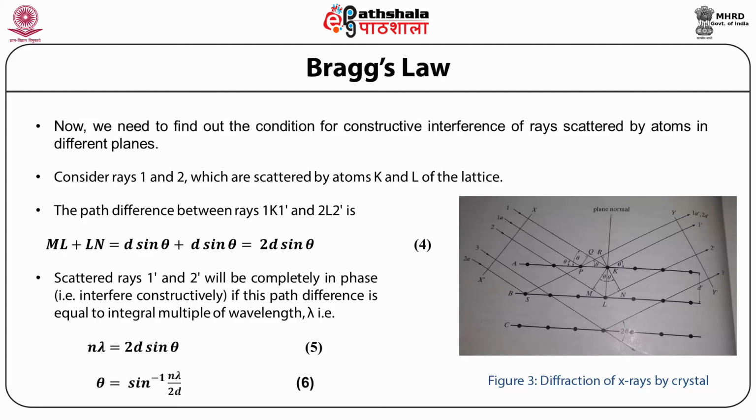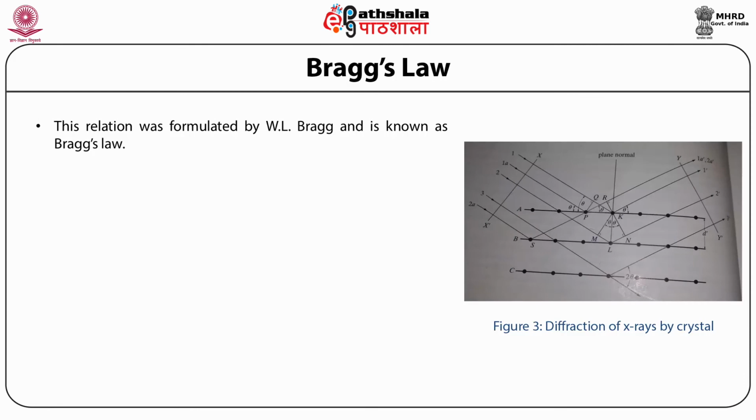Now theta equals sine inverse of n lambda divided by 2d. Let's call this equation number 6. This relation was formulated by W.L. Bragg and is known as Bragg's law. The relation gives the necessary condition for the diffraction to take place.